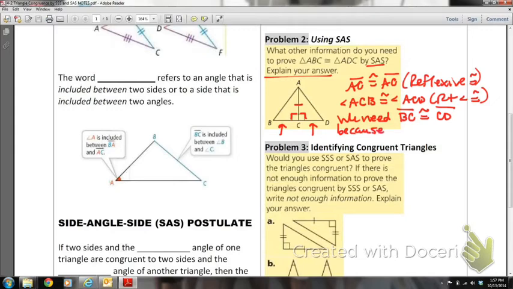because angle ACB and angle ACD are included between side AC and sides BC and CD.